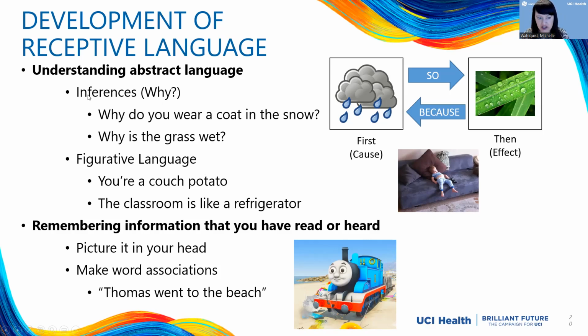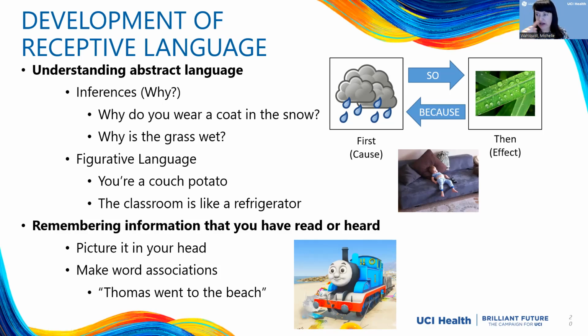Another more abstract language concept is figurative language. So understanding language that doesn't mean exactly what it says, like you're a couch potato, or this classroom is like a refrigerator. This can be challenging for our kids, this more abstract language, because it really requires flexible thinking. We also, children begin to develop skills in remembering information that they have read or heard. That's like reading comprehension kinds of activities. And we can work on this with our children by helping them create pictures in their mind about something they've read, because remember, our kids are very visual.